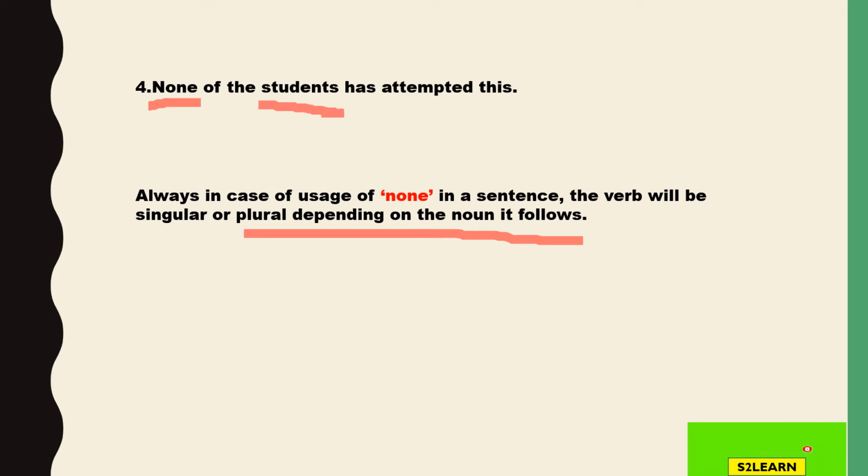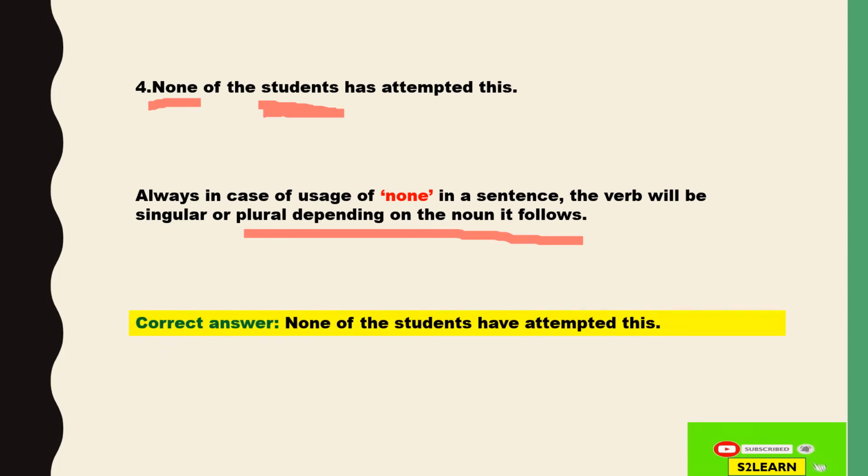So you have to see here the noun is students. Students is in plural form. None follows the noun students, which is a plural one. So you will be using the plural verb. Now what would the correct answer be? None of the students have attempted this. So you have to see: if there is student, then it will be has only.